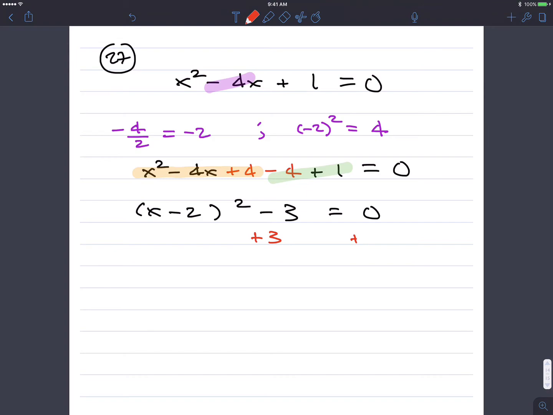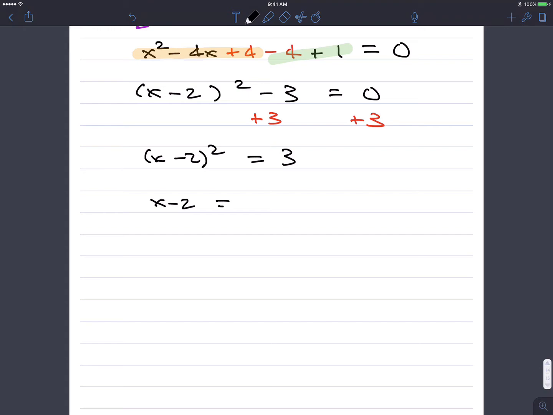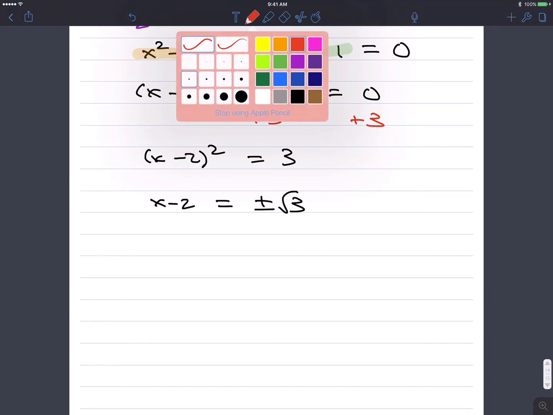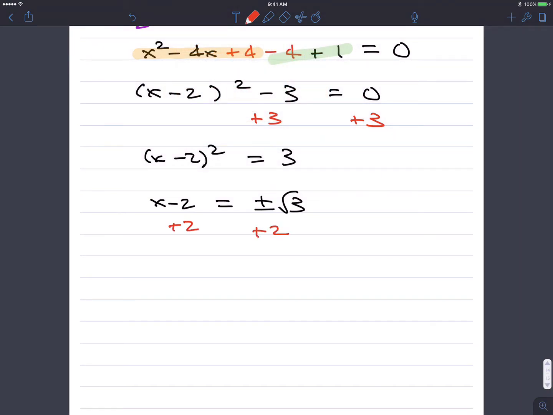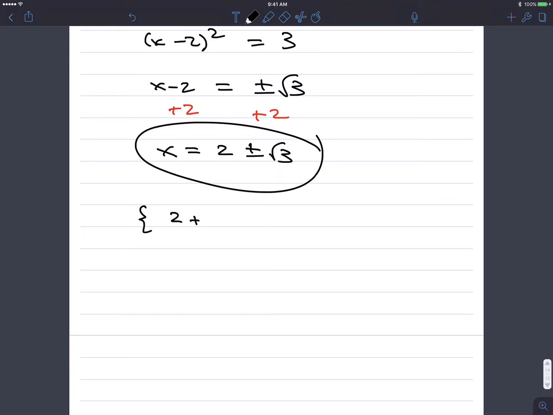We're going to add 3 to both sides because we're going to use the square root formula. You get x minus 2 squared is positive 3. So that means x minus 2 is plus or minus the square root of 3. Notice that radical can't be simplified. We're going to add 2 to both sides, and we end up with x being 2 plus or minus the square root of 3. So final answer in solution set form is 2 plus the square root of 3 and 2 minus the square root of 3. And we solved this equation by completing the square.